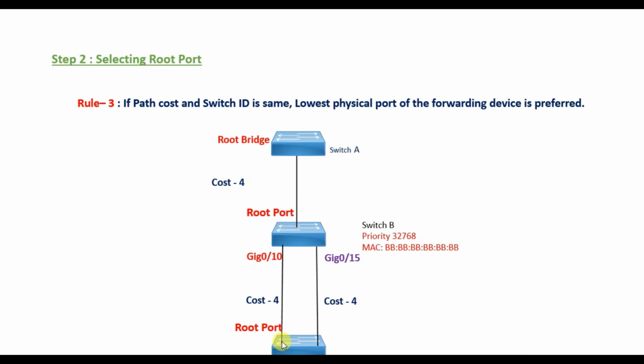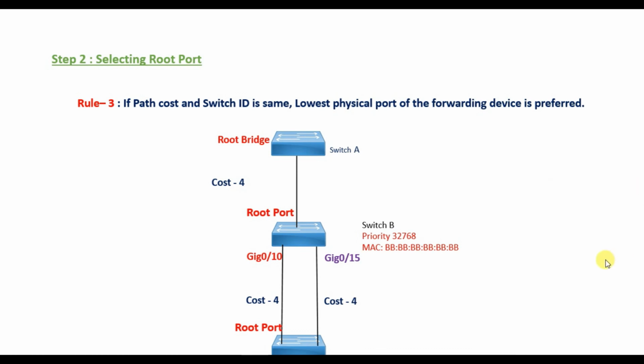So rule 3 is: if path cost and the switch ID are the same, the lowest physical port of the forwarding device is preferred. These are the three rules in the selection of the root port, and they are applicable in these three types of setups. This differs from setup to setup, but these are the three setups where you can apply them.